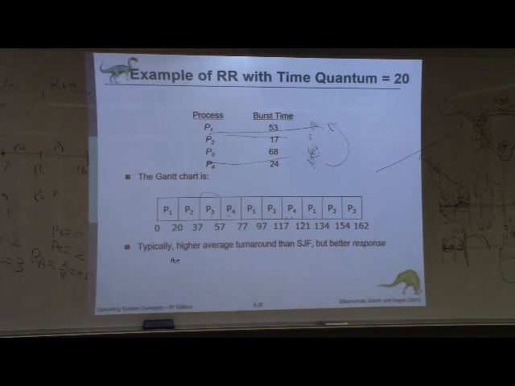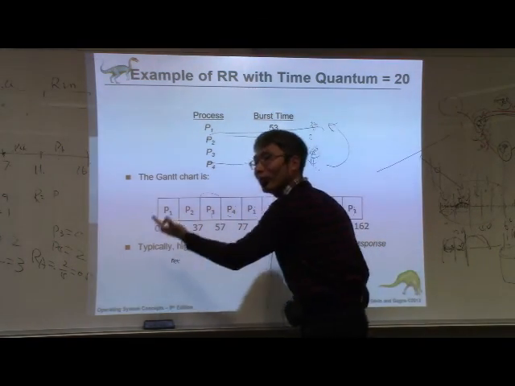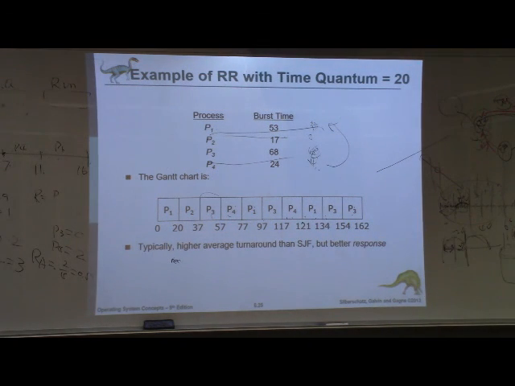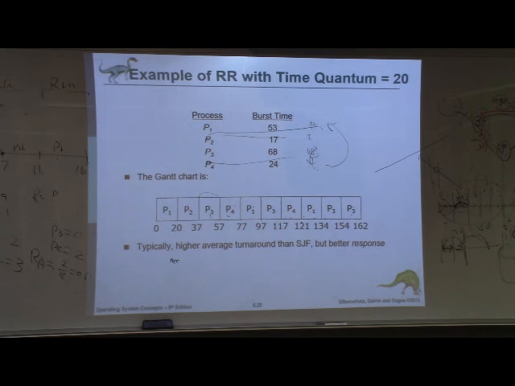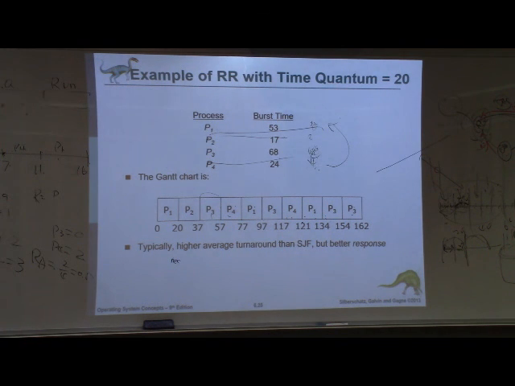What about the response time? This will be one of the best response times. Why? All processes will be selected at least one time within one round. So it will provide the best response time. Because of that, round robin is used in a lot of operating system schedulers.